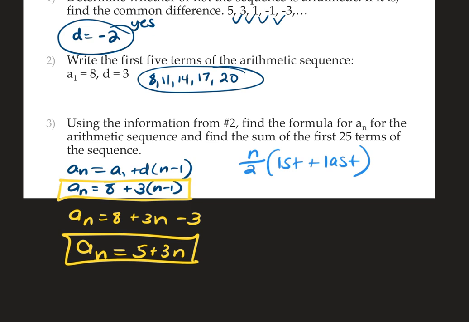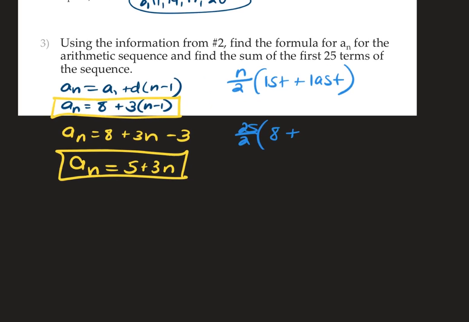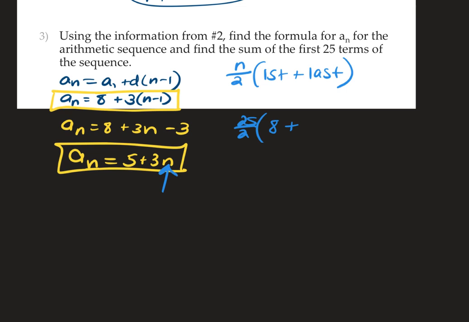All right, n over 2. So if it's the first 25 terms, how many terms are in the sequence? 25. What's the first term in the sequence? 8. How do I know the last term in the sequence? Good. I'm going to plug 25 in. And I can plug it in either of these places. So 5 plus 3 times 25. Or 8 plus 3 times 25 minus 1. Either way, you get the same answer, which is 80.